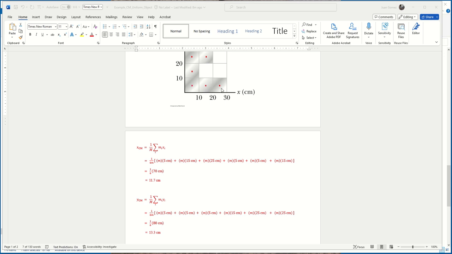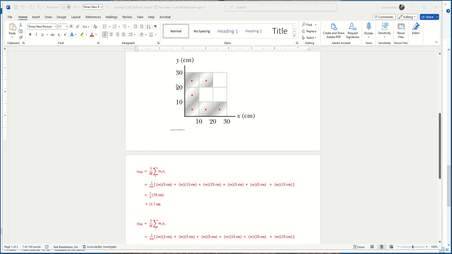Now let me do x1, x2, and x3, the first three terms. Well, x1 is 5 centimeters. That's the x coordinate of square 1. What is the x coordinate of this red dot? It's 5. Because remember, these are uniform objects, so the CM is at the exact geometrical center of the object. So the center of mass of each square is right at the exact center of each square. So the x-coordinate of square 1 is 5.